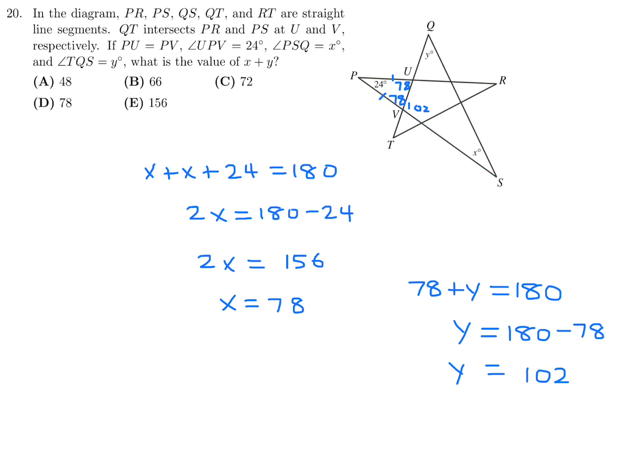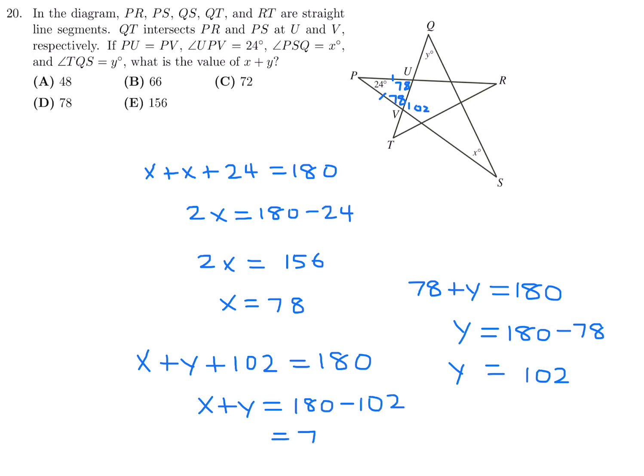The sum of the angles of that triangle, as always, are 180. So that means x plus y plus 102 is equal to 180. And therefore, x plus y will be 180 minus 102, which is 78. And interestingly, they don't really want you to figure out the individual values for x and y, just the sum. So the sum is 78. So that's it. Number 20. The answer is D.